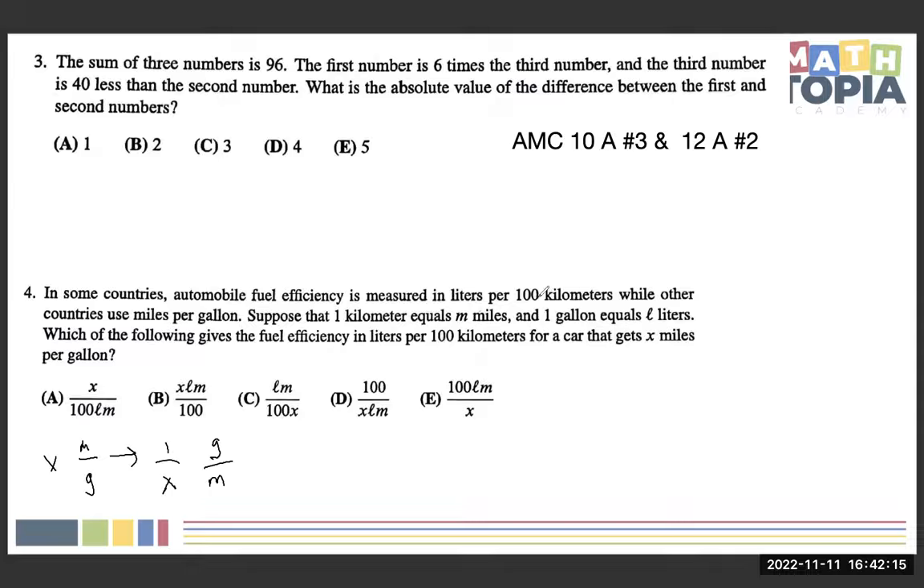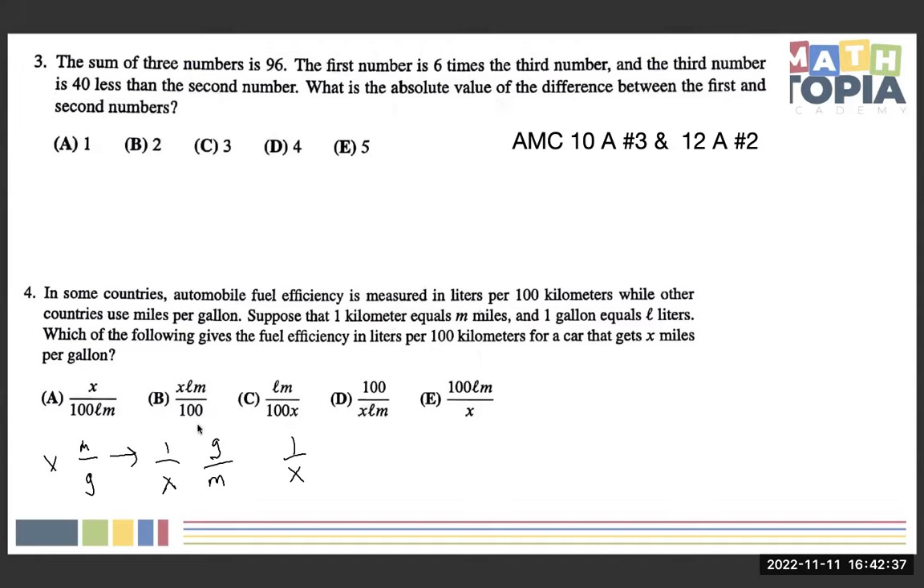Well, the thing is 1 gallon equals L liters. So basically what this rate is really saying is that for every 1 over X gallons, we are able to go 1 mile, right?